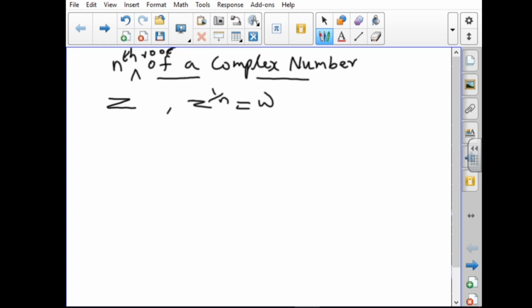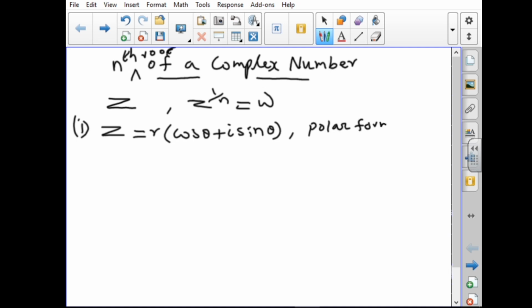First step, write the complex number in the polar form. Polar form we have already seen: r into cos theta plus i sin theta. So first step, we write it in polar form.